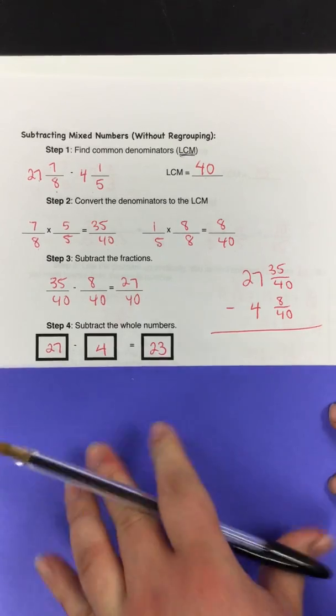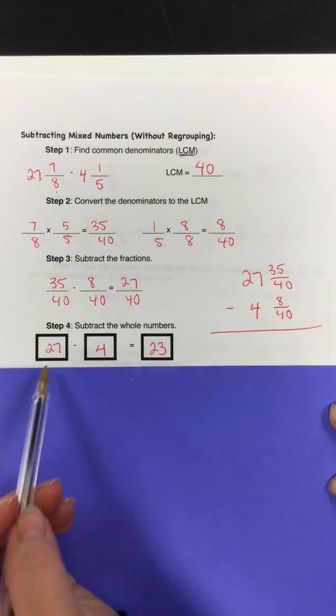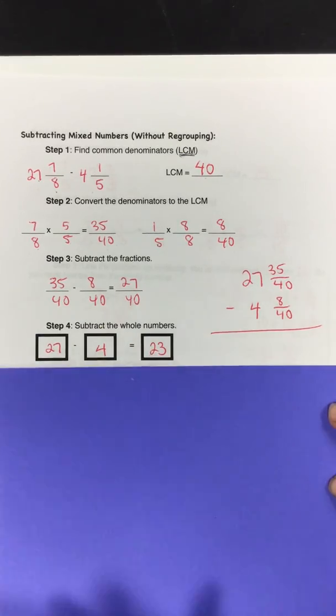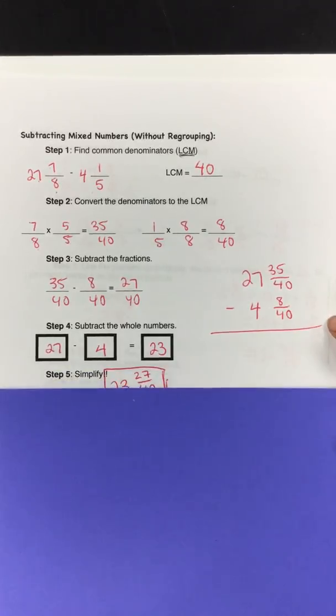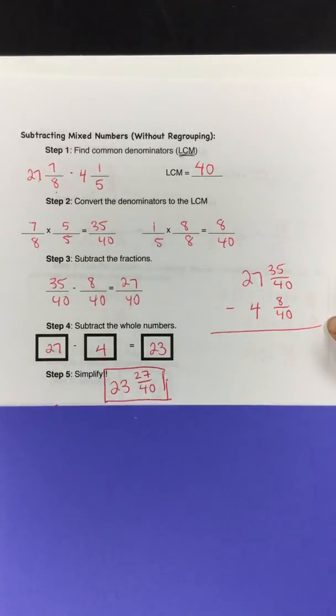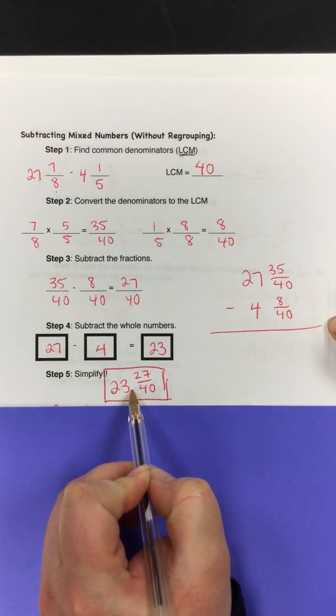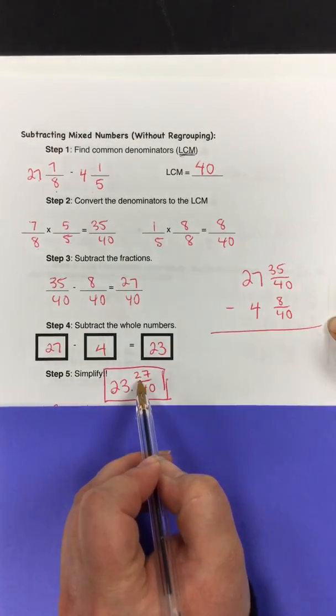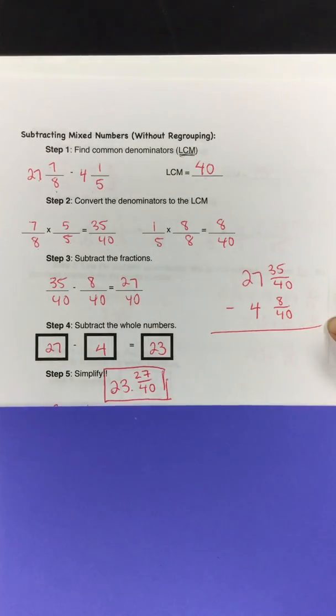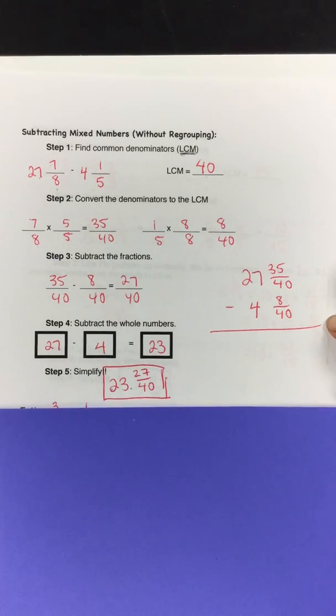Step 4 is going to be to subtract the whole numbers. So we're going to take 27 minus 4, which is 23. Now we are going to simplify. So we've got our whole number of 23, and then we've got our fraction of 27 over 40. This cannot be simplified any further, so we know that we are done.